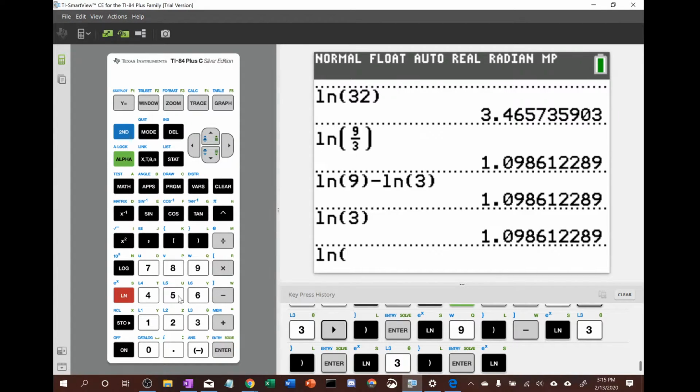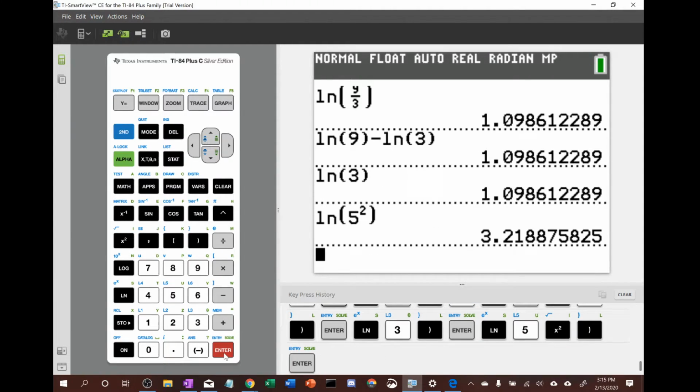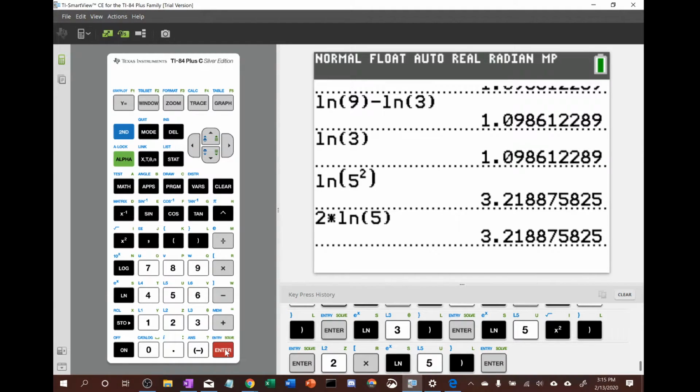ln of 5 squared is 3.21. So we just put it in like it was given to us. Now let's do 2 times ln of 5 and see if we get the same number. So now you understand the power rule.